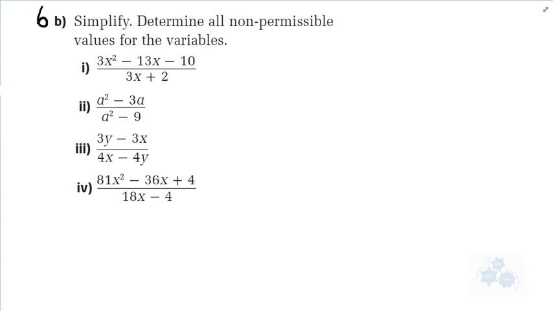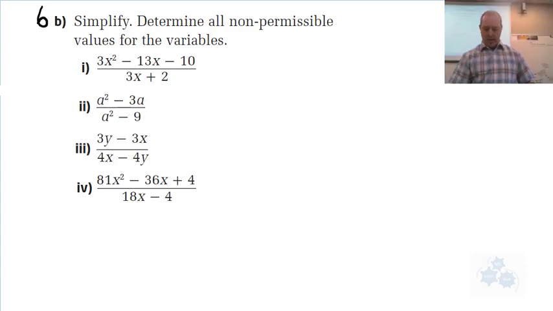Okay, so Pre-Calculus 20, this is the chapter 6 review. So we're going to go over a few questions here together. This is 6b. It says, simplify, determine all non-permissible values for the variables.